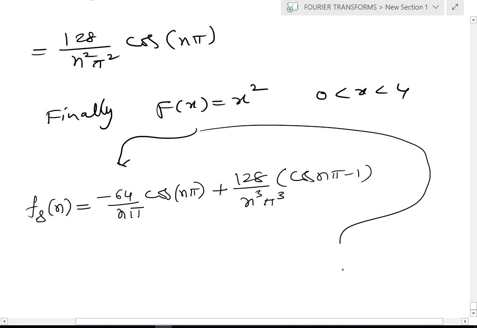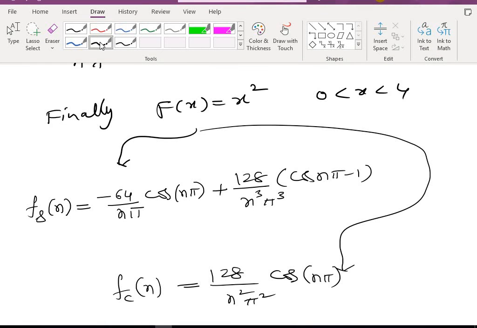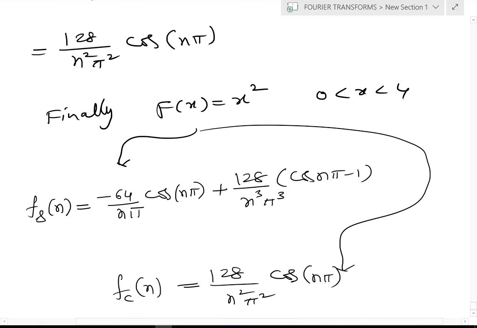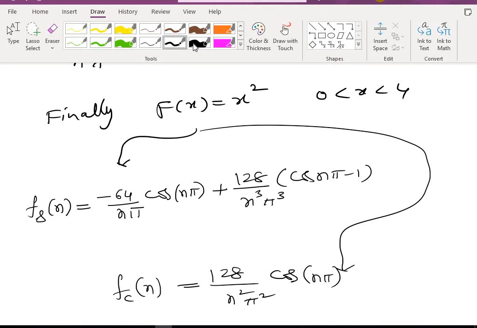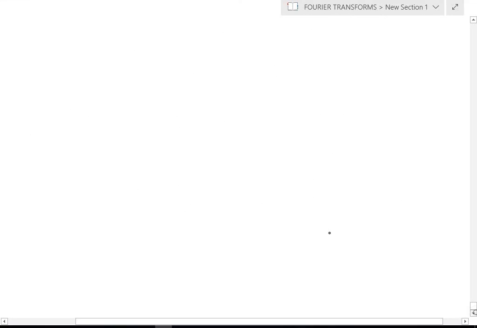For the same thing, the cosine transformation of n will be 128 by n square pi square cos of n pi. So these two things will be very important. The way we are doing it here, I hope it is clear to you. Okay, so be careful. We can try one example for you.